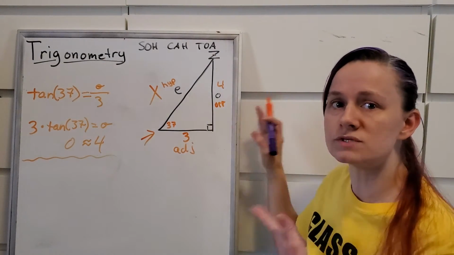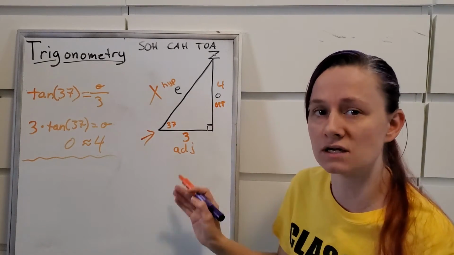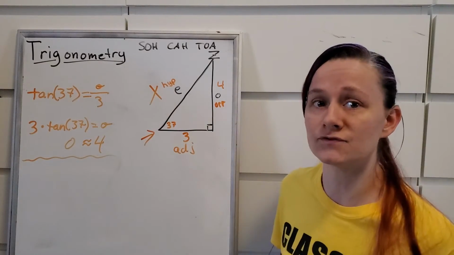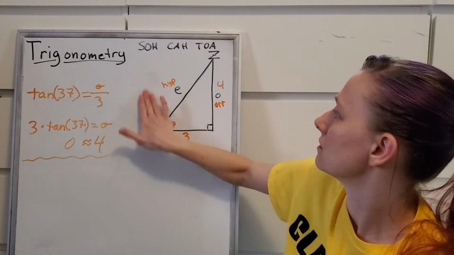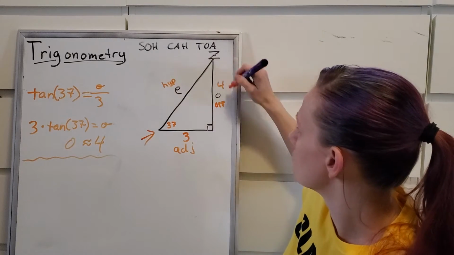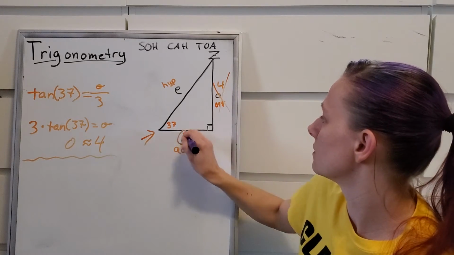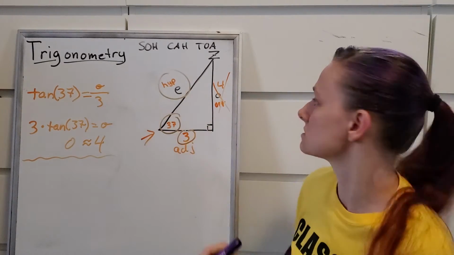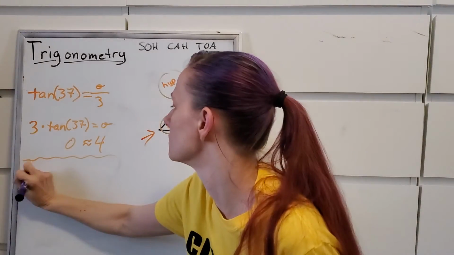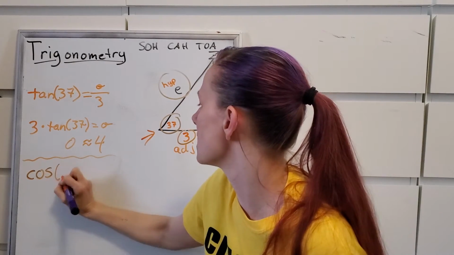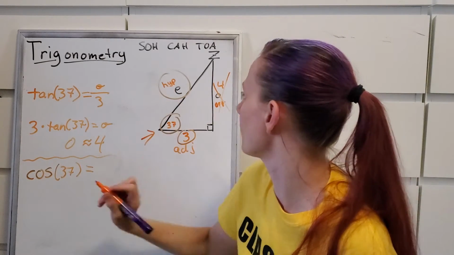You could proceed to use that 4, but because it's a rounded off value, ideally you don't want to calculate other answers based on it unless you have to. And you really don't have to. You could use the 37 and the 3 to find the hypotenuse. So now we're going to ignore this piece and focus on these pieces. Adjacent and hypotenuse means I'm dealing with cosine. So the cosine of 37 equals adjacent over hypotenuse.